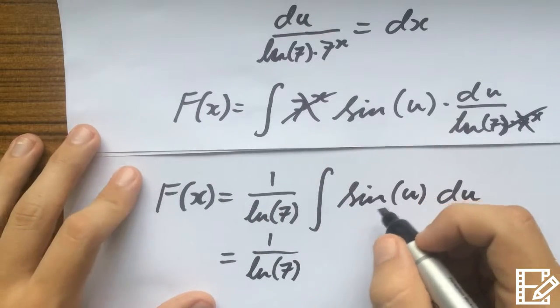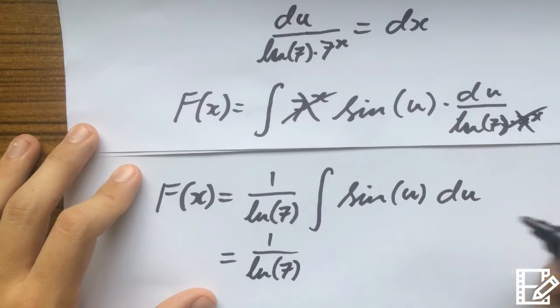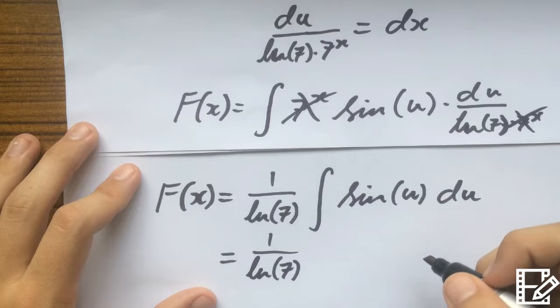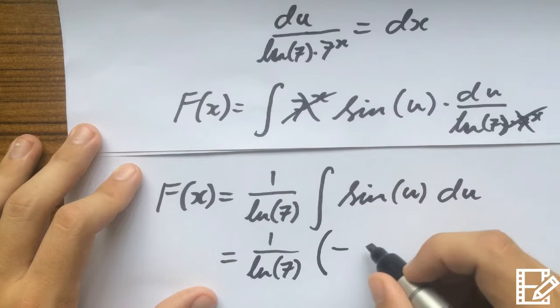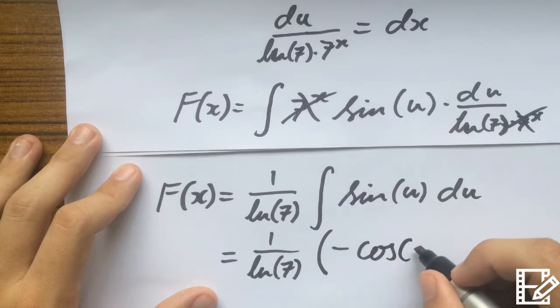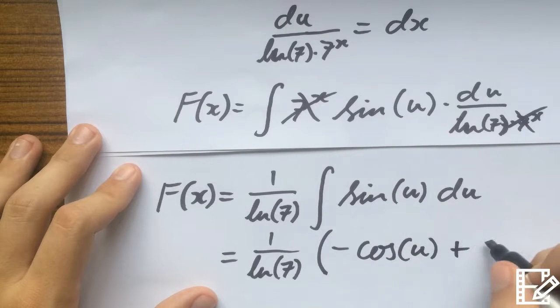Now we've got to find the integral of sine of u with respect to u. Now, what's the integral of sine? Negative cosine of u plus c.